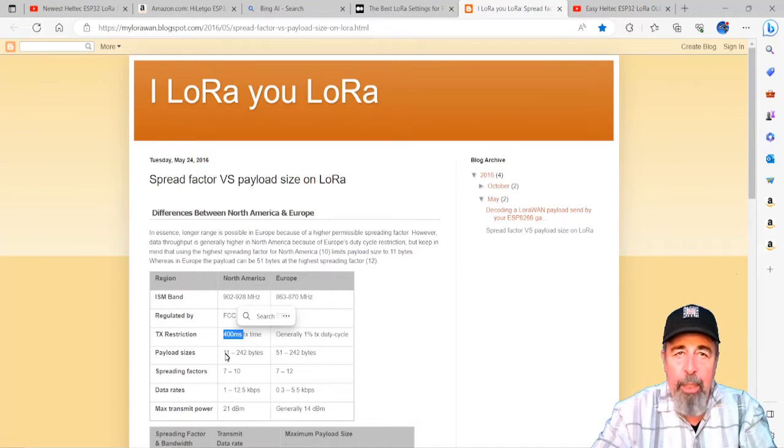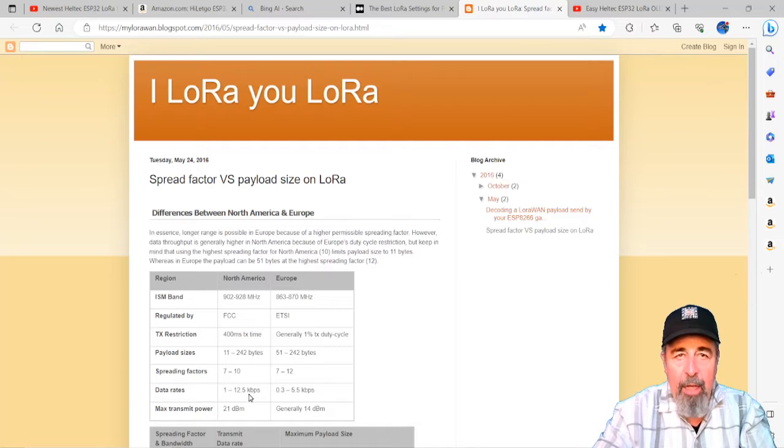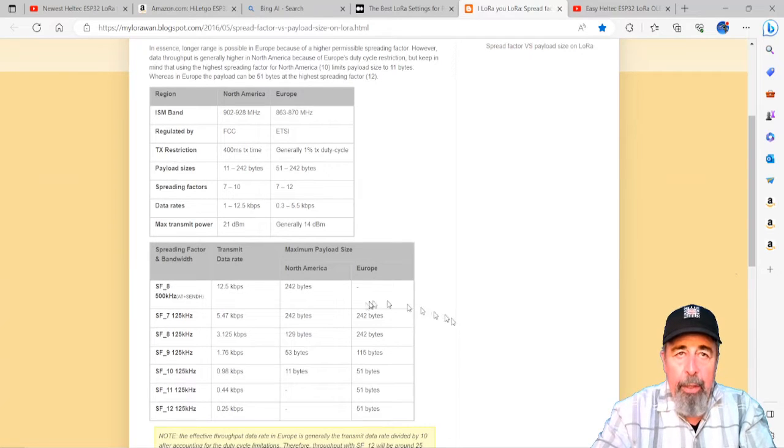Payload sizes range from 11 to 242 bytes. Spread factors between 7 and 10. Data rates between 1 and 12.5 kbps. Maximum transmit power, 21 decibels. Let's go down here. This is interesting.